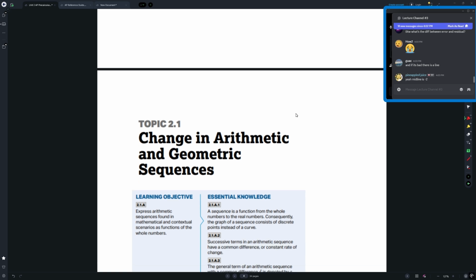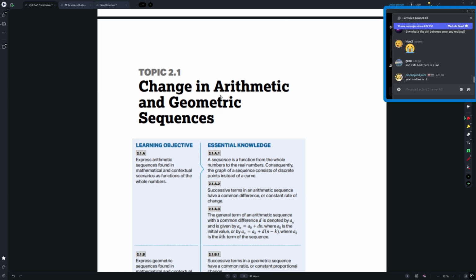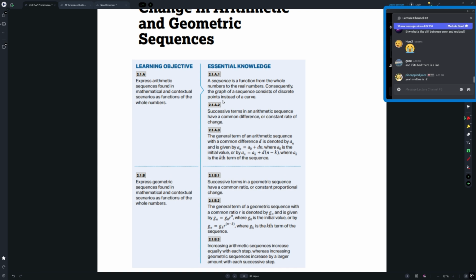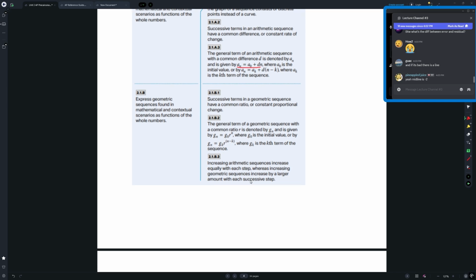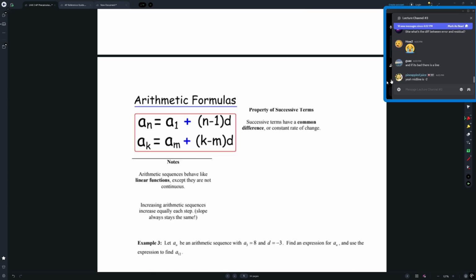The first topic is arithmetic and geometric sequences. This is what the CED says, and there's a lot of information. It says a sequence is a non-continuous curve with discrete values. It shows an arithmetic equation and a geometric equation. So then we'll go straight into the equations.